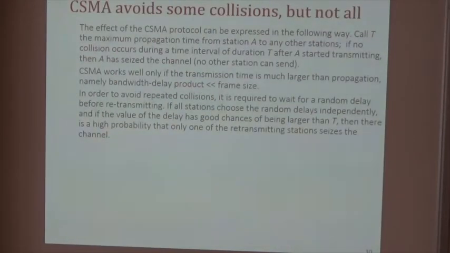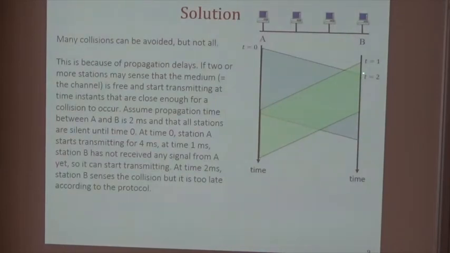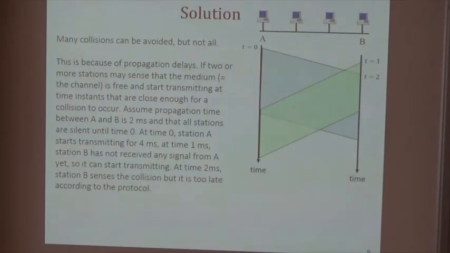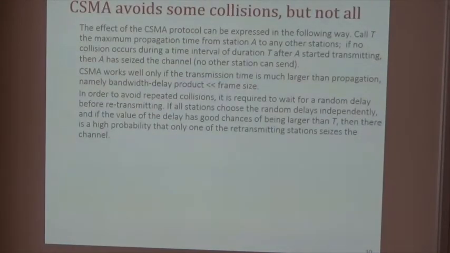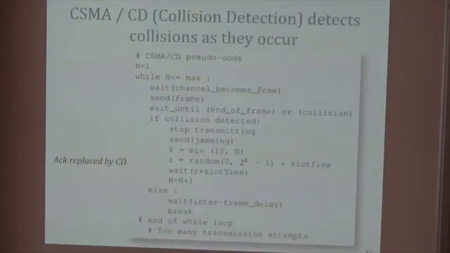So CSMA avoids some collisions. It avoids the collisions in that if B starts listening at T equal 2, then there will be no collision. But there is always a dead period, equal to the propagation time, during which you cannot avoid collisions. And that's true of any system, right? If you want to avoid collisions entirely, you will need some kind of polling or a mechanism to synchronize the nodes, for example. But if you do random access, if you want to be able to transmit at any time, you will not be able to avoid the collisions.